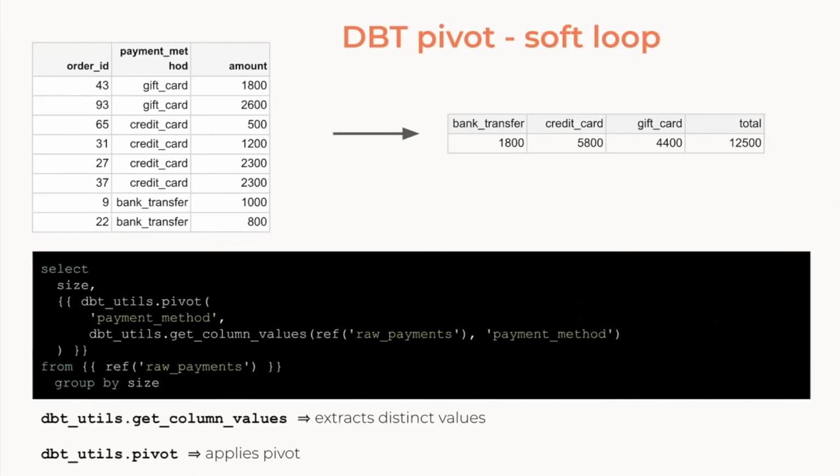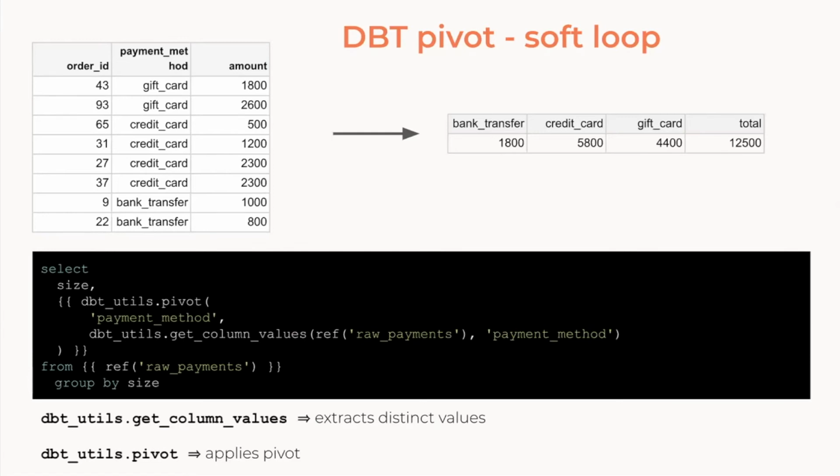So using dbt, it can allow you to do a soft-coded loop. And to do this, you use a couple of functions that the people at Fishtown Analytics have built for you. So the first function you'd use is dbt_utils.get_column_values, and that would get all the distinct column values in the payment method column, and then you chuck this into dbt_utils.pivot, and that will do the pivot for you.